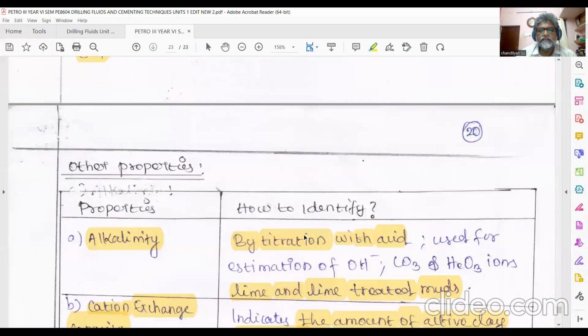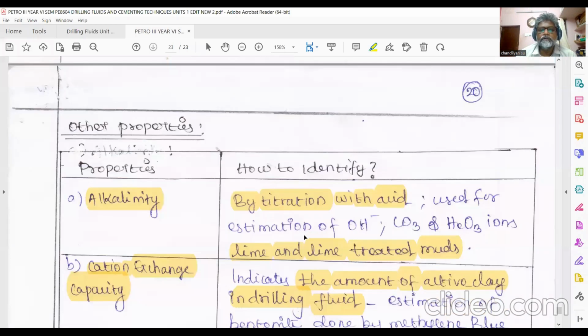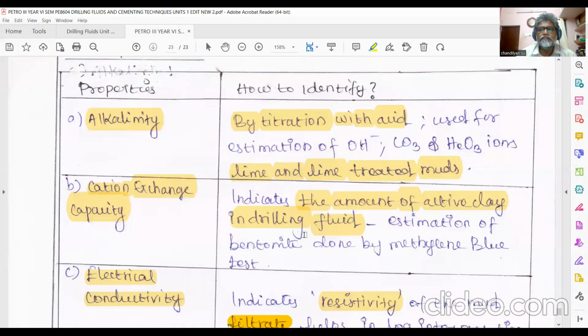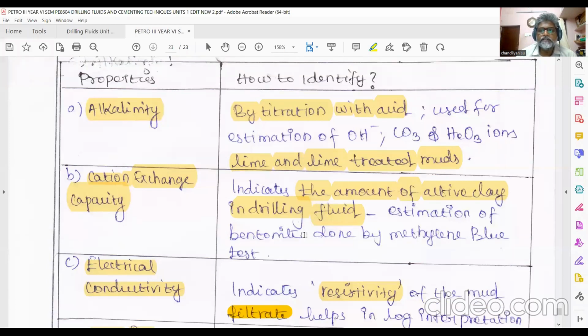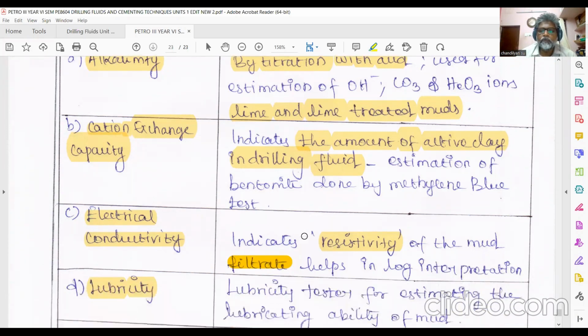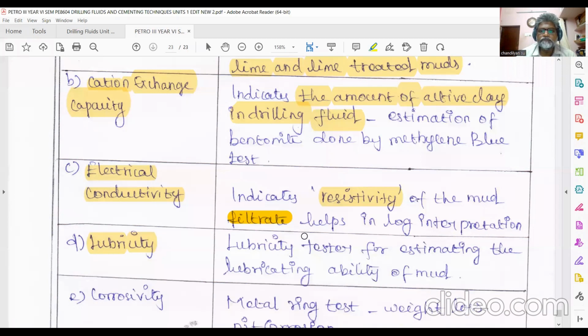Other properties, alkalinity, we've now covered it. Cation exchange capacity, I've given a video explanation, the technical link from the Schlumberger glossary, and another reference. I've already posted a picture. And what is the use of having a cation exchange capacity? In the picture, I've highlighted what the use is. Why is it used for deeper wells?